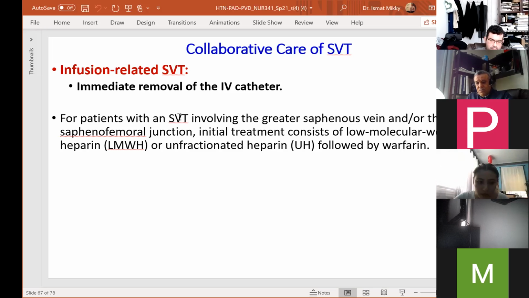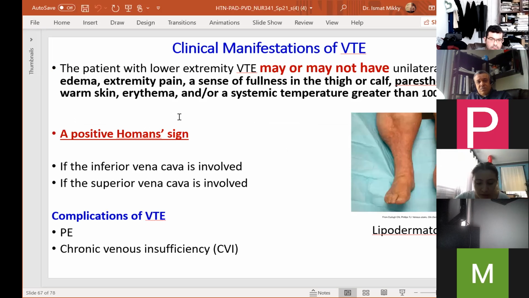If edema is present, we elevate the extremity to help reabsorb fluids from the interstitial space into the vascular system.